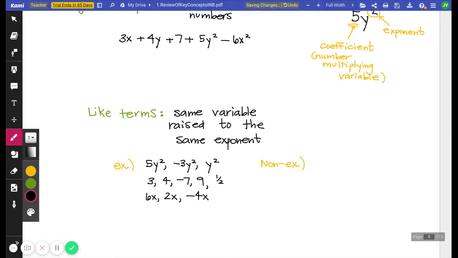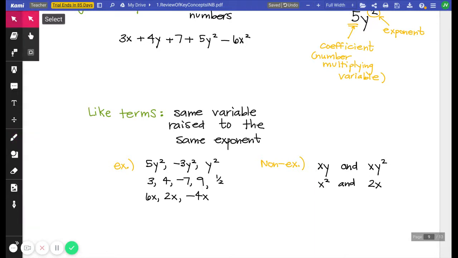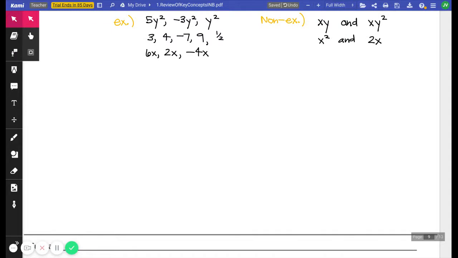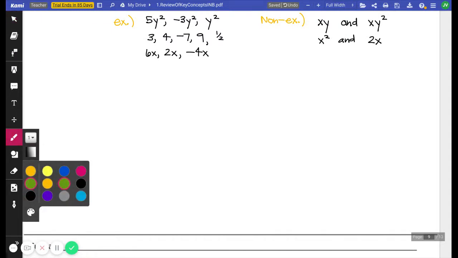Some non-examples. xy and xy squared. The y's don't have the same exponents. Those are not like terms. X to the second and 2x, not like terms. Even though they both have 2's with the x, they're in different places. Okay? We collect like terms to simplify an equation. So let's look at an example of collecting like terms.